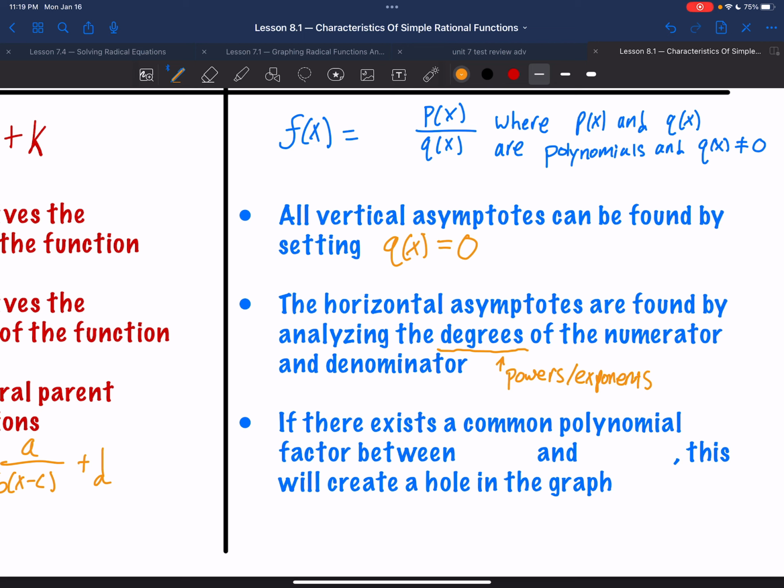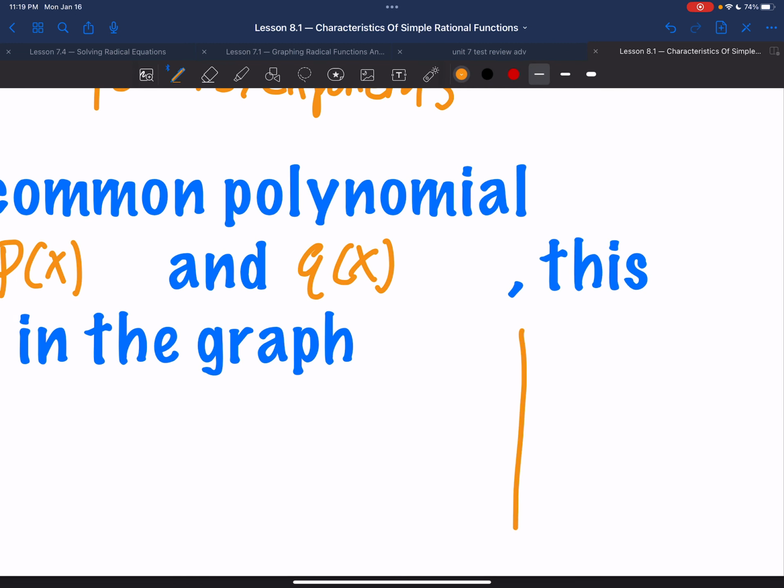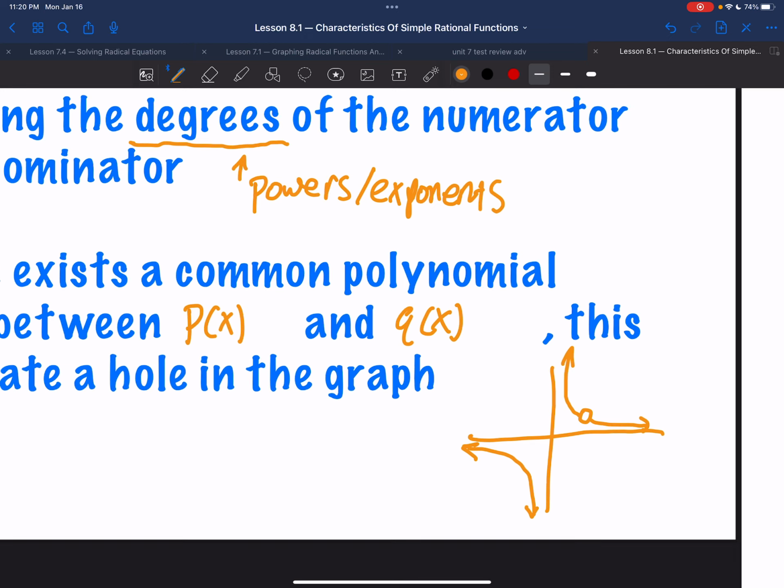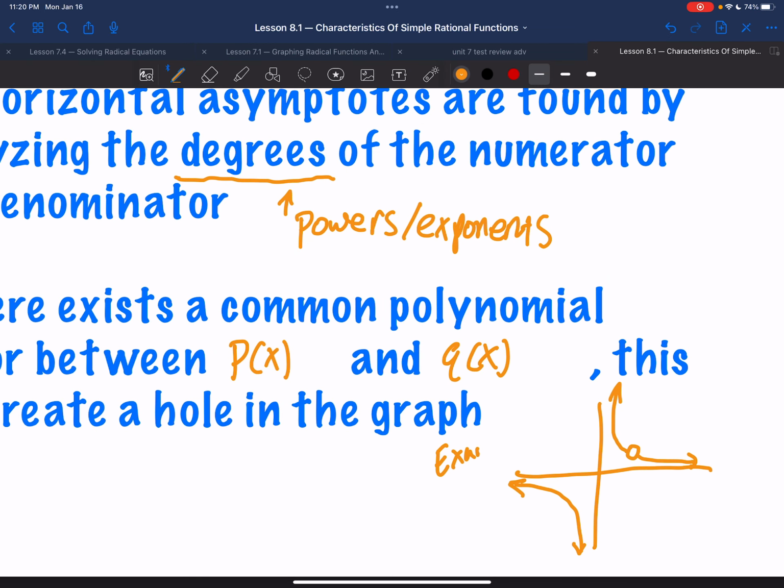Lastly, if there exists a common factor that's a polynomial between our polynomials p of x and q of x, then this is going to create what's known as a hole in the graph, okay? And a hole might look something like this. Let's say I've got, I'm going to zoom in here. A hole might look like this. Okay, that's an example of a hole.